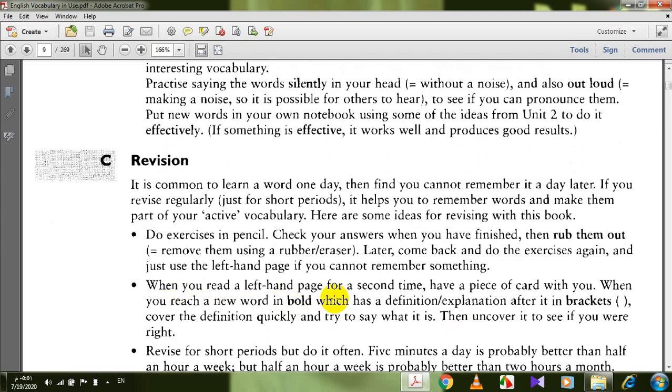When you read a left-hand page for a second time, have a piece of card with you. This card is to cover the word. When you reach a new word in bold, which has a definition and explanation after it in brackets, cover the definition quickly and try to say what it is. Then uncover it to see if you were right.